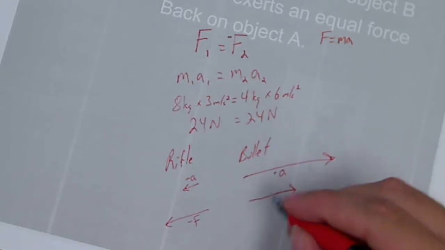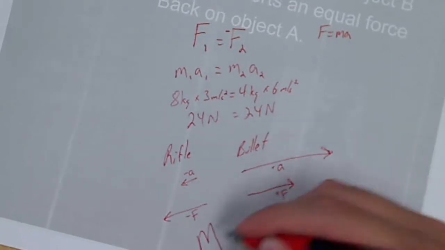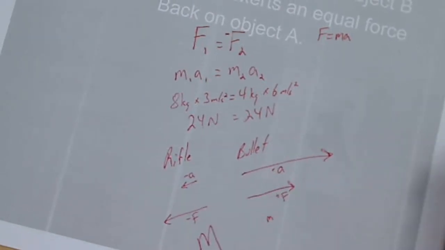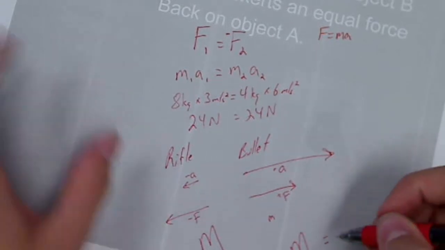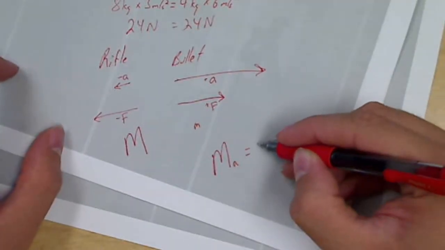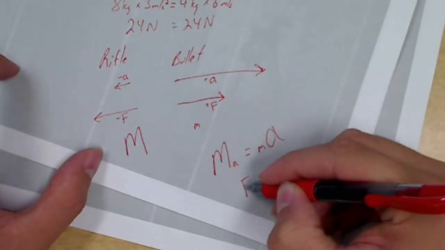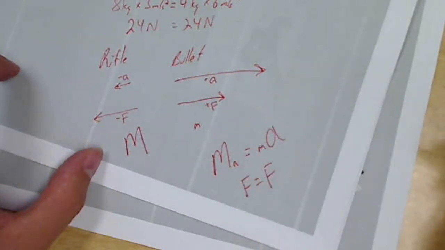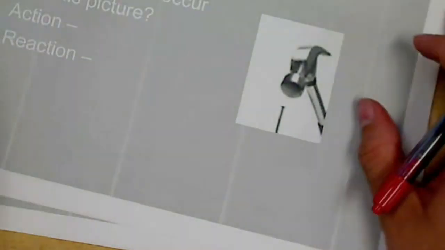Because this bullet had a very small mass. This rifle has a much larger mass. So if we look at the rifle versus bullet example, we have a large mass with a small acceleration equals a small mass and a large acceleration. But the forces are still equal. For every force, we have an equal and opposite force.